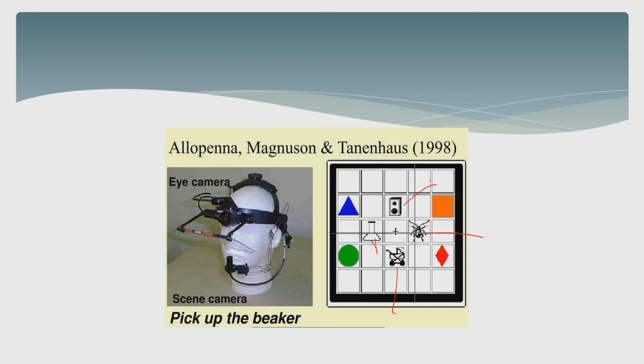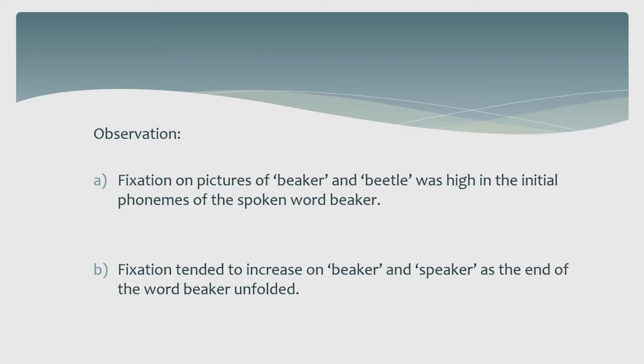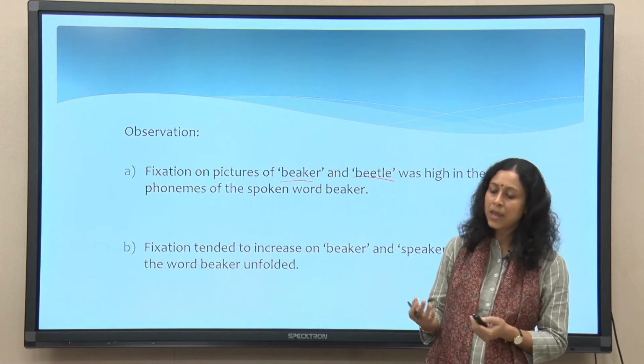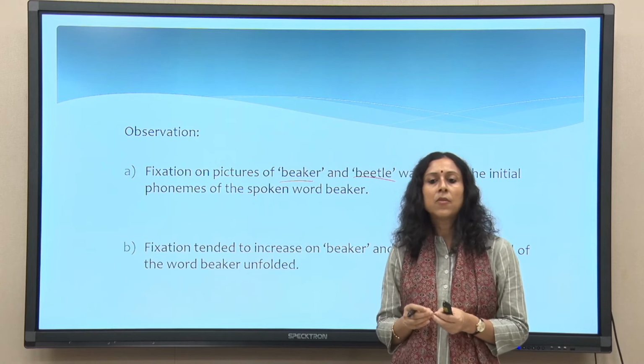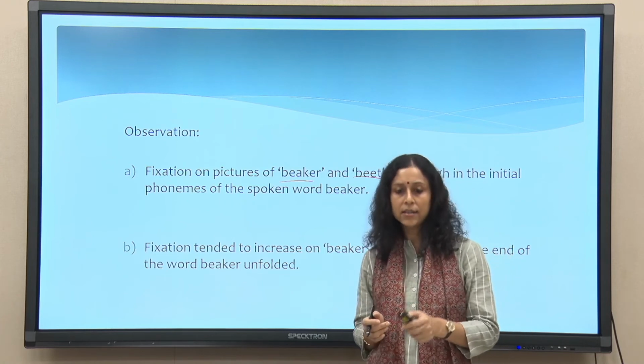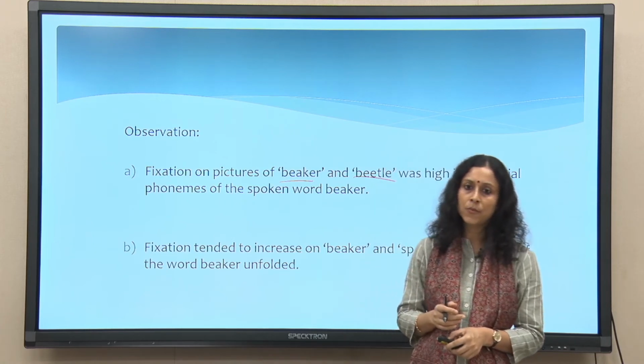Now, what happened was, as they listened to the word, as the sentence progressed with the first sound B, the eyes moved to both beetle and beaker, because they were competitors, phonological competitors. They started with the same sound. So, fixation on pictures of beaker and beetle was very high in the initial phonemes of the spoken word beaker.